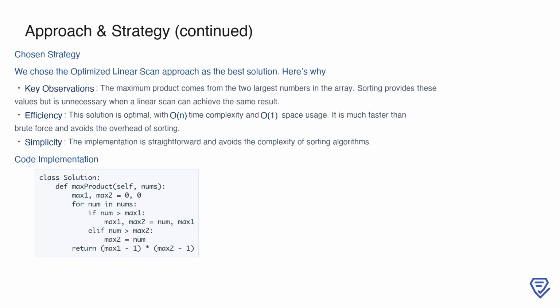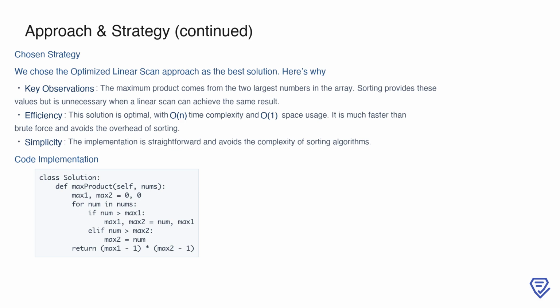In terms of efficiency, this solution has a time complexity of O(n), because it only requires a single pass through the array, and it uses O(1) space since no additional data structures are needed. This makes it significantly faster than brute force and avoids the overhead of sorting, especially for large inputs. Furthermore, the implementation is simple and straightforward, requiring only a few variables and a single loop.